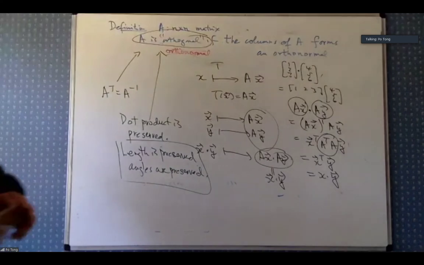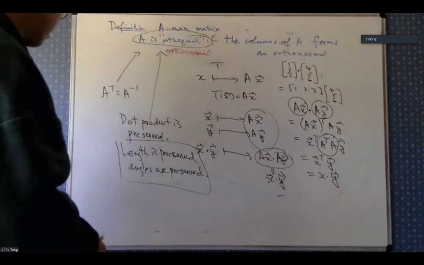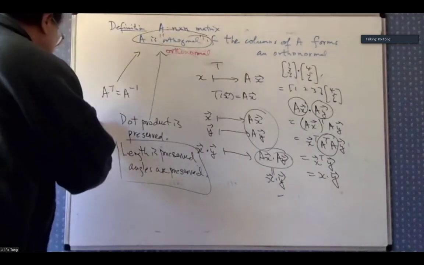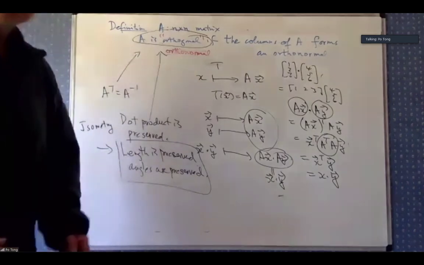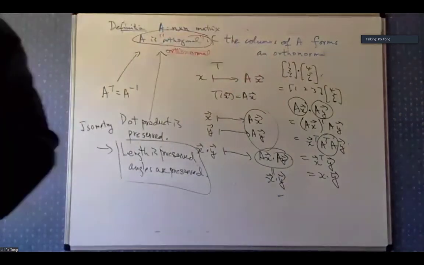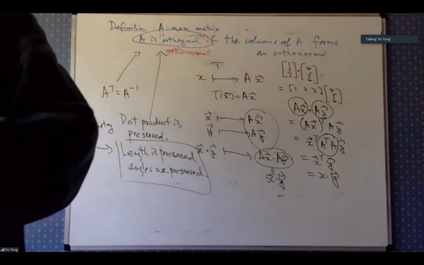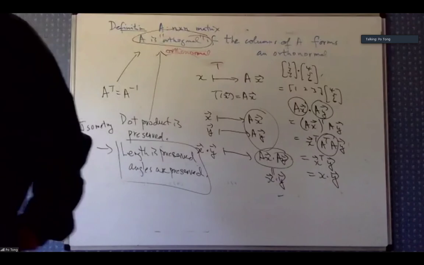And I think this type of linear transformation has a name. It's called isometry. Iso means the same. Isometry. All the metric stuff is the same. It preserves length and distance and angles, all this stuff.